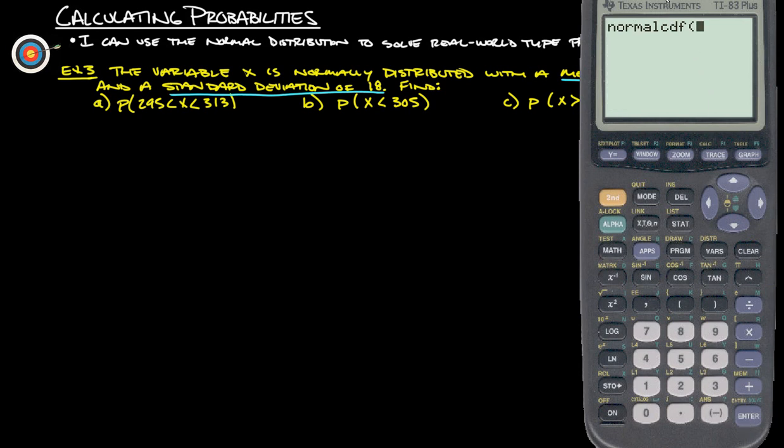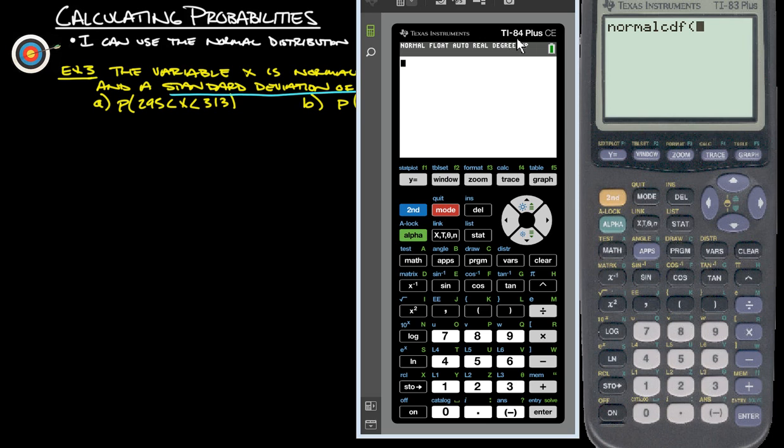Now some of you are actually going to push normal CDF and get this little menu of options to put stuff into. I'm going to see if I can find an example of that. Okay, so here's a TI-84 versus a TI-83. So on this one, I do the same thing, second variables, which is the distribution, and then I want normal CDF. Now I push that, and it gives me this.